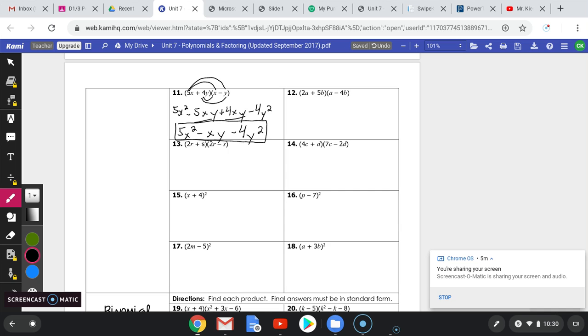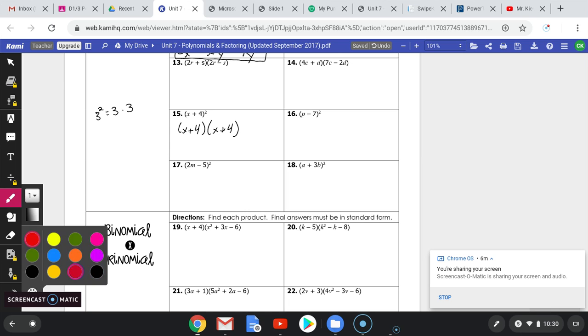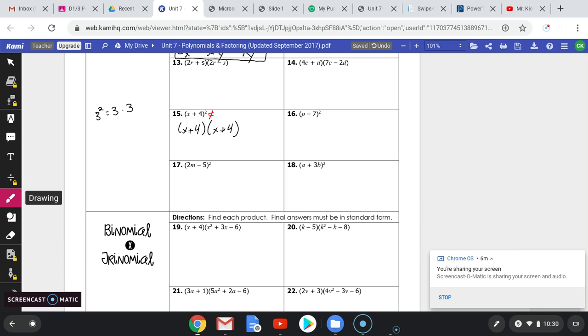All right, let's look at number 15. x plus 4, that quantity squared. What do you think that means? Let's look at an example. If I told you 3 squared, yes, we know 3 squared is 9, but what does that really mean? How can I expand that? Well, 3 squared is the same thing as saying 3 times 3. It's a thing multiplied by itself. So here, it's the same thing. x plus 4, that quantity squared, is the same thing as x plus 4 times x plus 4. It is not this, which I've put in red to show that's bad.